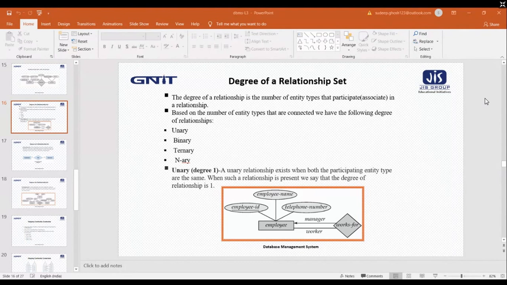And when we are showing one to many, then one element is mapped to a number of elements. So 1:1 means one HOD is managing one department. For each department, one HOD is there. If it is the department type and if it is the HOD type, so one HOD is allocated for each department.